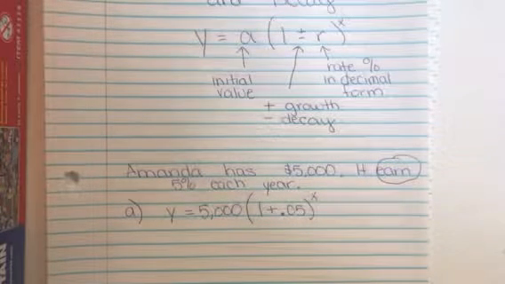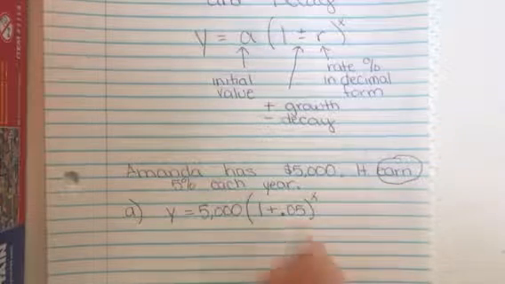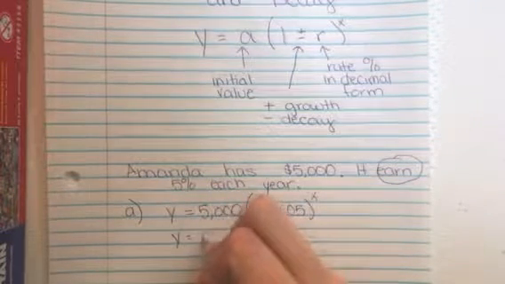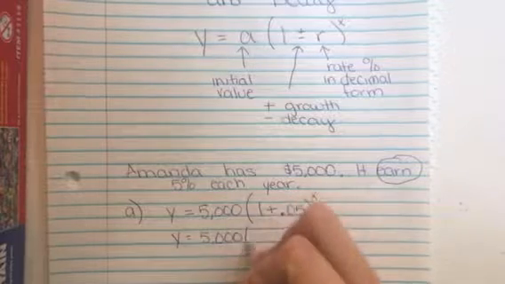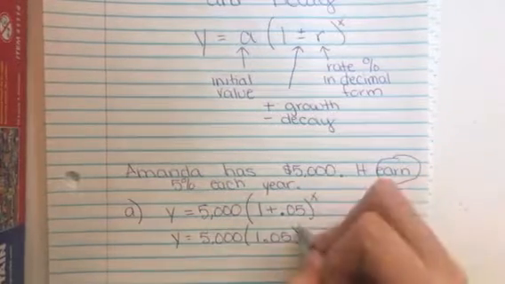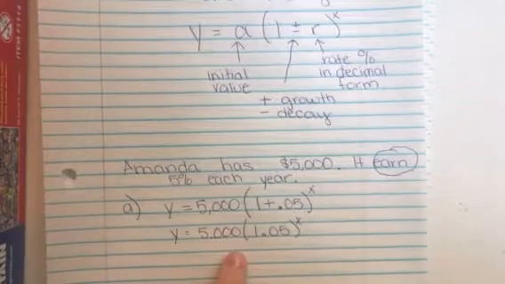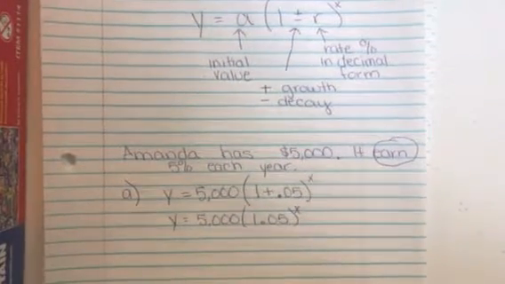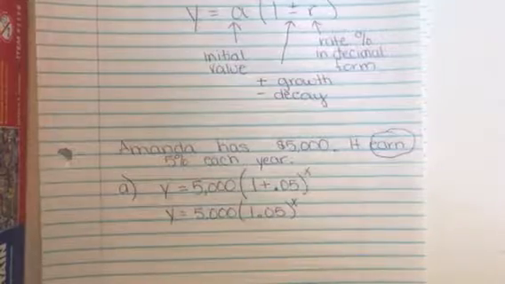All to the x. Now, we could leave our equation in this format. Technically, we have written an equation, but we can combine that stuff inside the parentheses. So 1 plus 0.05 is 1.05 to the x. That's the equation that represents our situation.